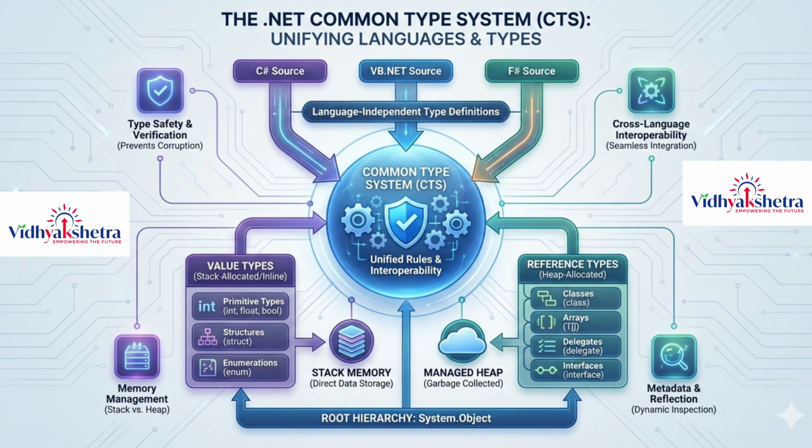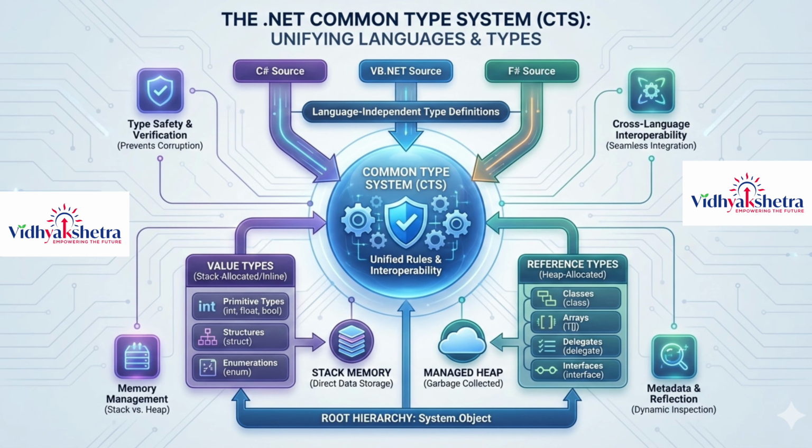CTS also defines how types are named and identified. Each type has a fully qualified name that includes its namespace and assembly. This prevents naming conflicts and ensures uniqueness. The runtime uses this information to resolve types accurately during execution.